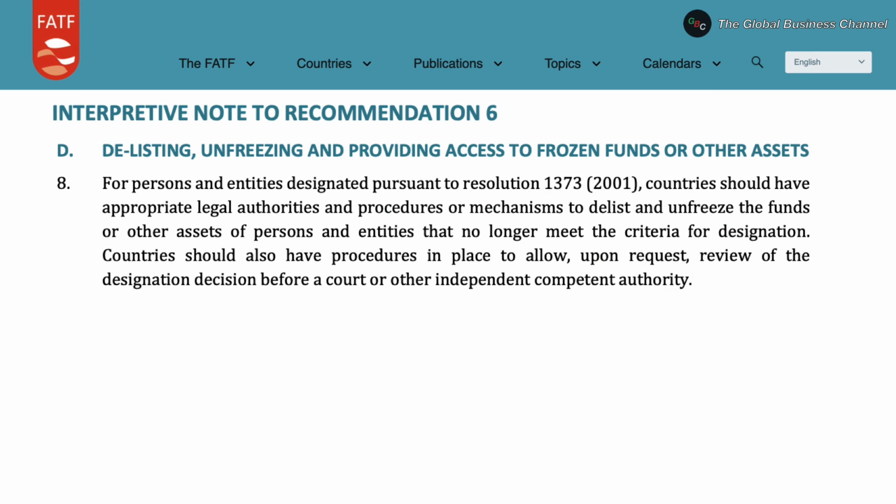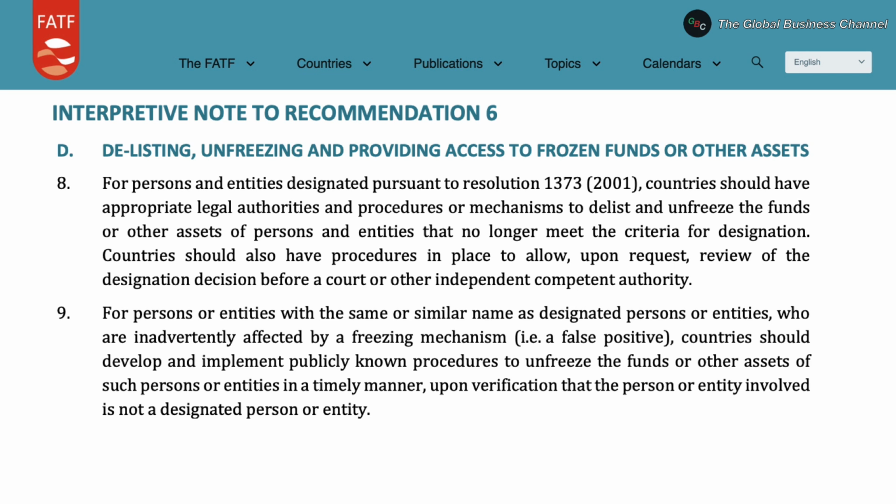Interpretative Note 8, still on the same subject matter, argues that for individuals and entities designated under UN Resolution 1373, countries should have the legal powers and processes to remove them from the list and unfreeze their assets if they no longer meet the designation criteria. Additionally, countries should have procedures that allow people to request a review of the designation decision by a court or independent authority.